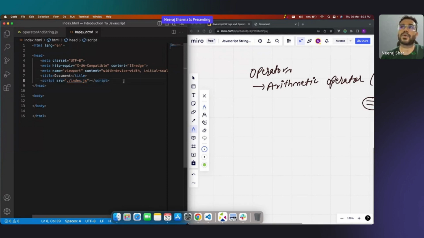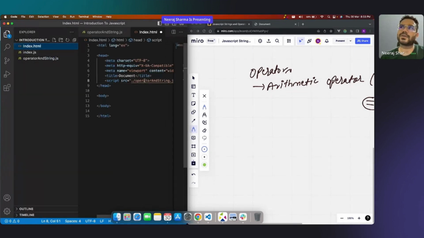However, now we would like to load another file. We don't want to load the index.js file because now I will be writing some new code, and I don't want to mix the old code with the new code. I want to execute some new code. So I'll remove this index and instead use operator and string. Once I give you this code, if you need to run the index.js code, you will just remove operator and string and put index.js. And when you want to execute this code, you will say operator and string.